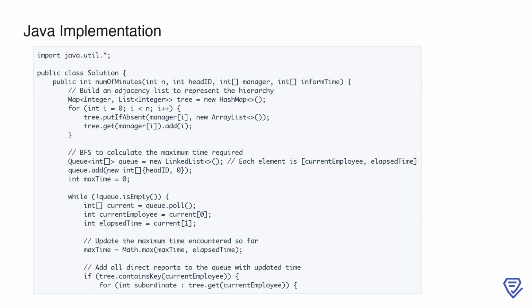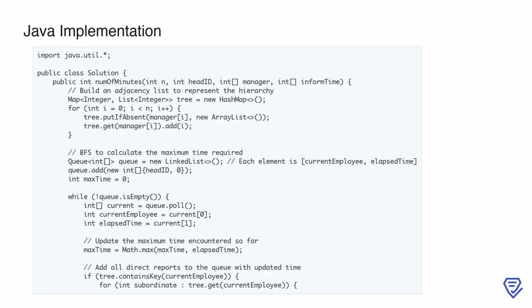Here, we start by importing the necessary Java utilities and defining our solution class and method. The method, numOfMinutes, takes 4 parameters: the number of employees n, the ID of the head employee headID, an array manager that maps each employee to their direct manager, and an array informTime that specifies the time each manager needs to inform their subordinates.